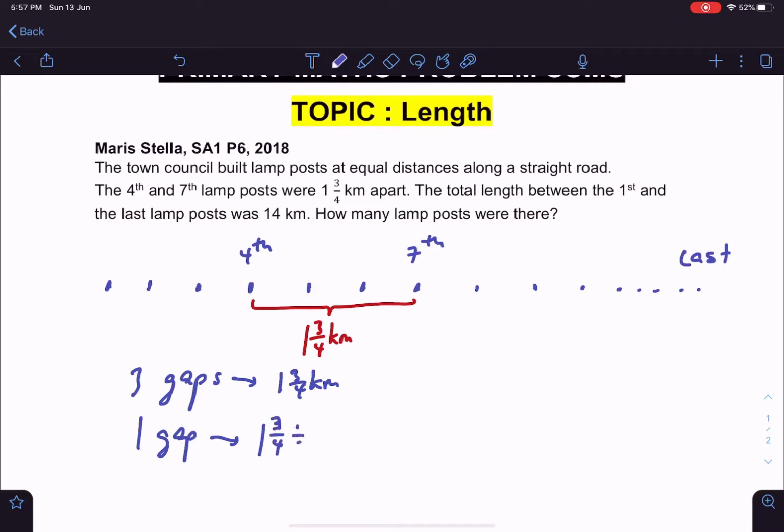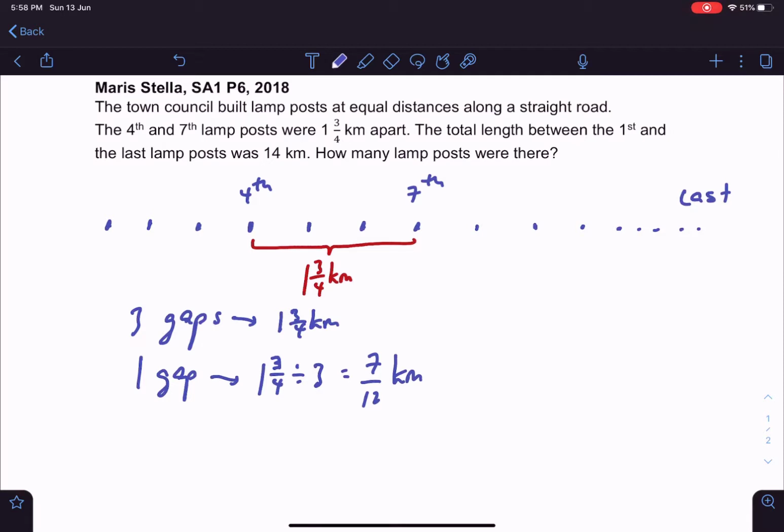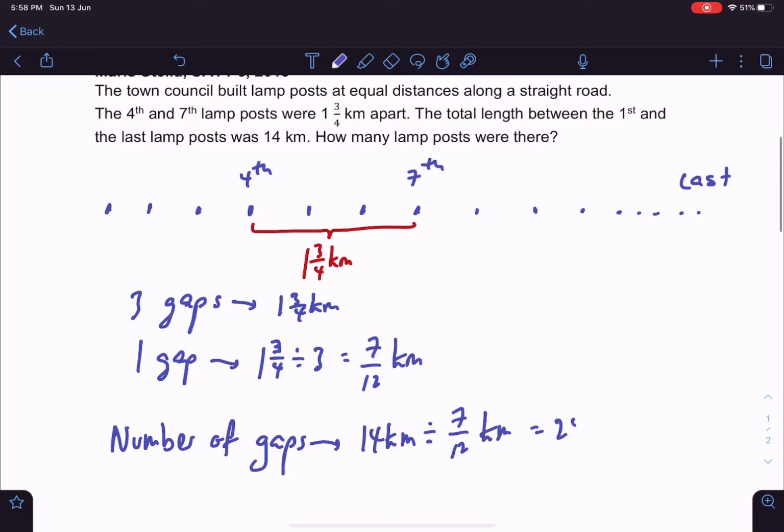1 whole 3/4 divided by 3. This is a problem sum, so you can use a calculator. It is 7/12 kilometers. Between the first and the last, the distance is 14 kilometers. So how many gaps are there? Let's find out. This will be 14 km divided by 7/12 kilometers, which is 24 gaps. So does that mean there are 24 lampposts altogether?